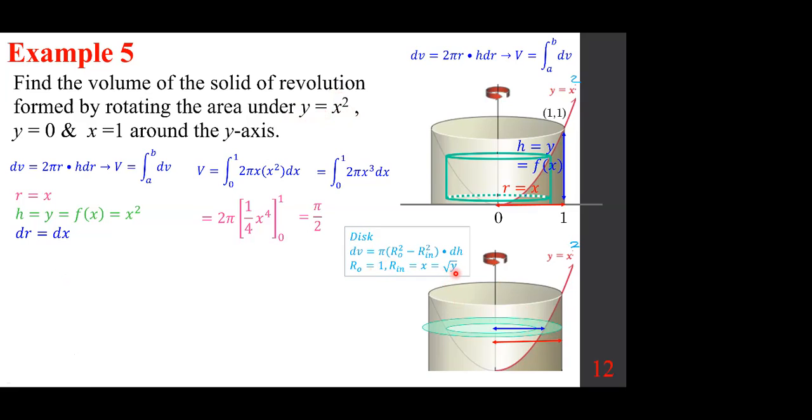So we are going to do this. And what is dh? We get the disk, we're going to go up and down. So dy. So let's replace everything accordingly. So pi, 1 squared minus square root of y quantity squared. So this is R out, this is R in, dy. Why are we going from 0 to 1? Believe it or not, this goes from 0 to 1 here, goes to 1 here also, because this point has coordinates 1, 1. So along the y-axis also it goes from 0 to 1.